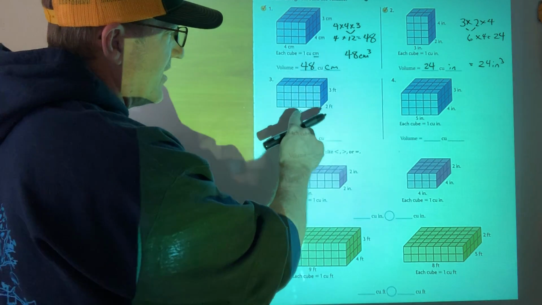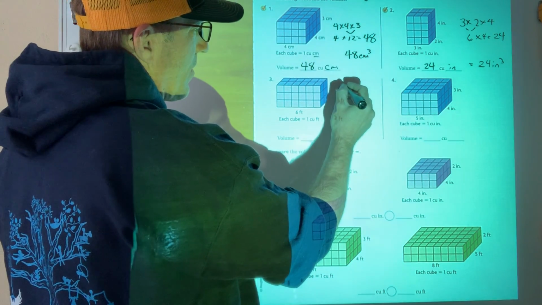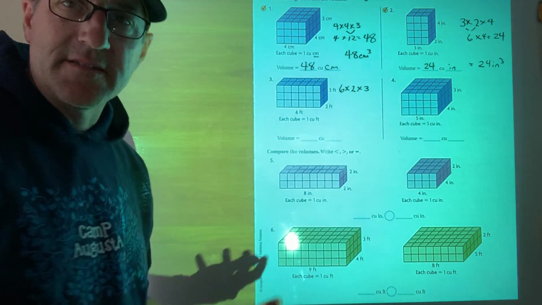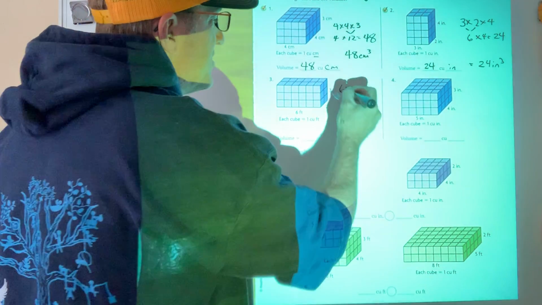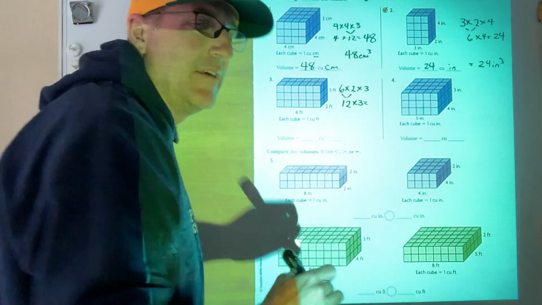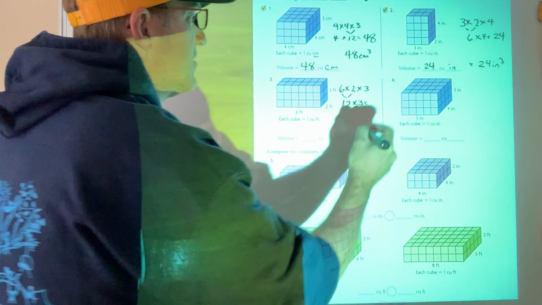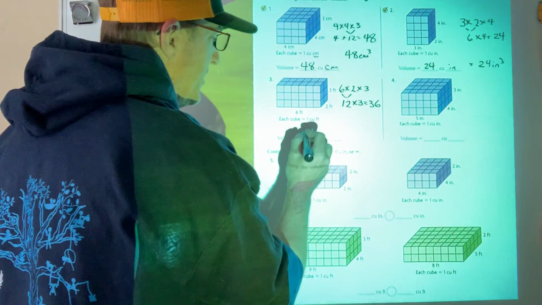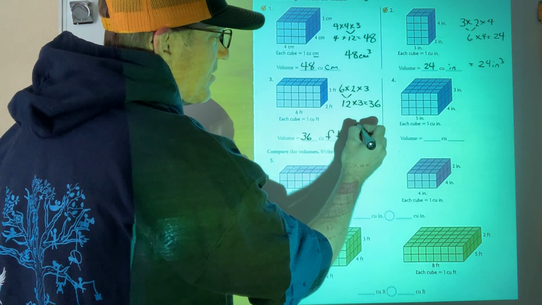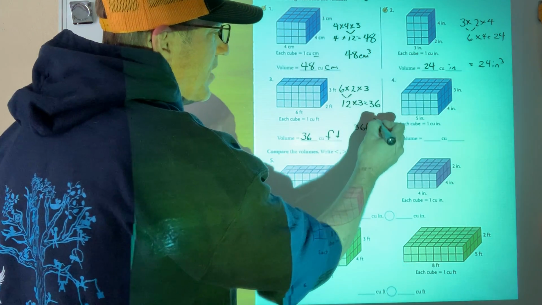Yay. So I got 6 times 2 times 3. Right? So I'm going to take 6 times 2. I know that's 12, and I know my 12. 6 times 2 is 12. 12 times 3 is 36. So I have 36 cubic feet, which is just 36 feet cubed.